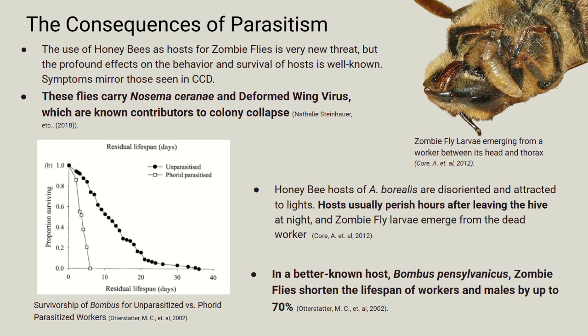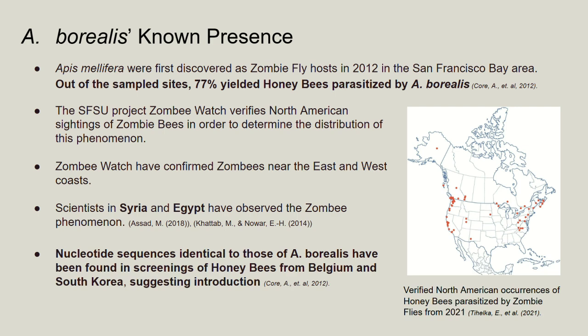The initial project that found that honeybees had begun being preyed on by these zombie flies came out of San Francisco, specifically SFSU. Whenever they started observing this weird behavior around campus, they began screening various apiaries around the area, and they found that approximately 77% of them had zombie flies that were feeding on the honeybees, which is disturbing.